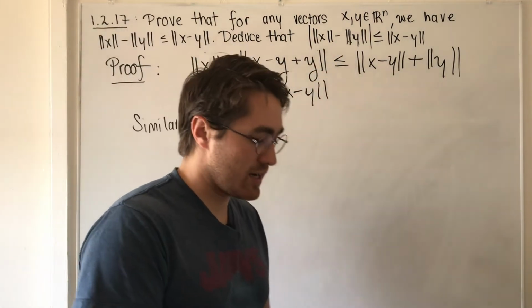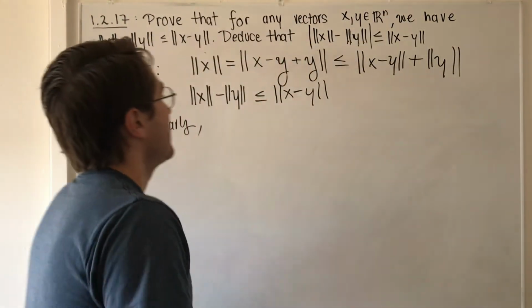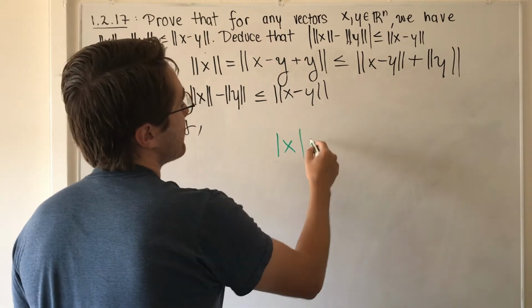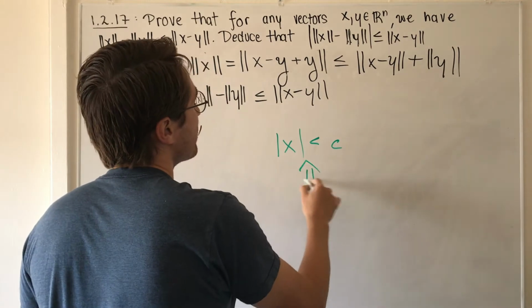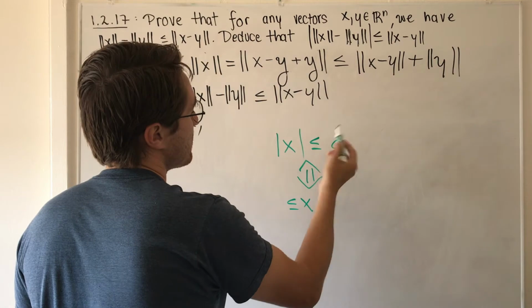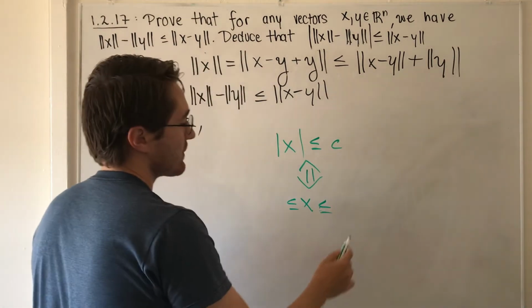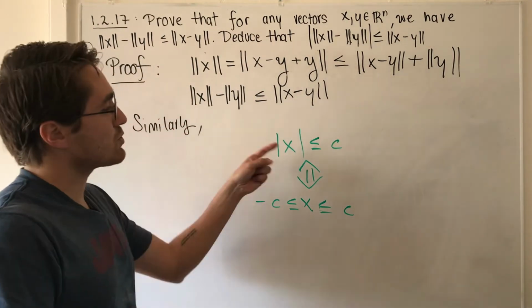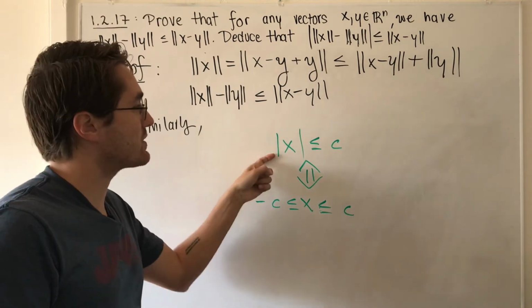And just so that you see the game plan ahead of time, here's what we're going to do. If you remember, if you say something like the absolute value of x is less than some number c, that's equivalent to this statement: x, well, let me put less than or equal to since we have the non-strict version, is between negative c and c. These two things are equivalent. It's saying the same thing. That's all this really means.